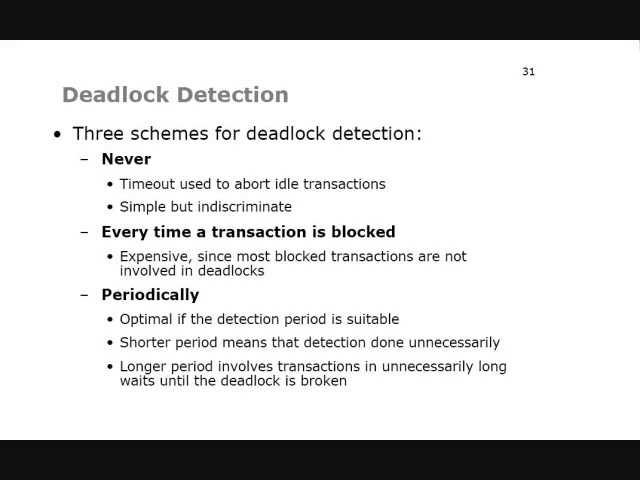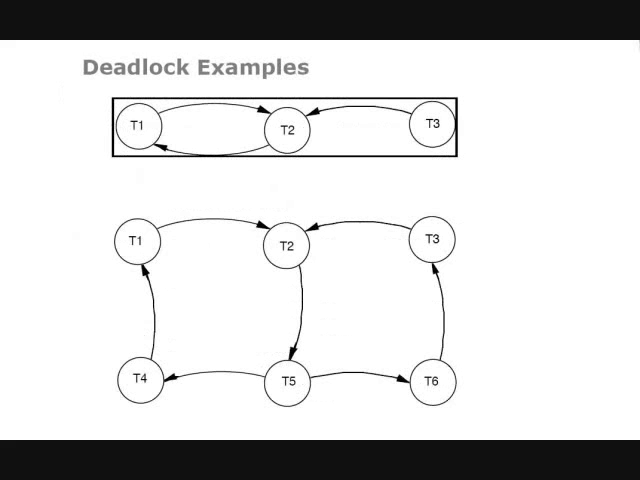Every time a transaction is blocked, it becomes expensive, because, again, transactions might be blocked not because they are involved in deadlock. Or optimally we will do it periodically. So occasionally we will look to see if there is deadlock. If we look for deadlock too often, we might look unnecessarily. If we look for deadlock over very long periods of time, we might not detect it early enough. So there's got to be an optimum period which has to be worked out by the DBMS as to when we look for deadlock.